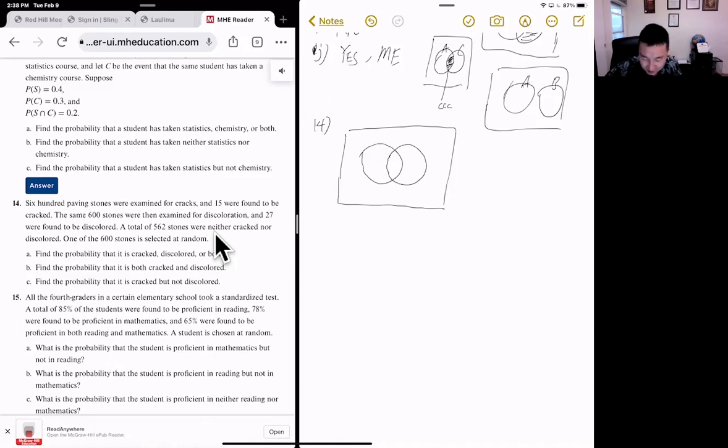For this question, it just checks our understanding of intersection, for example, or complement. So the question tells us this information. Let's define one circle as C. C is for cracked. And another, correct.